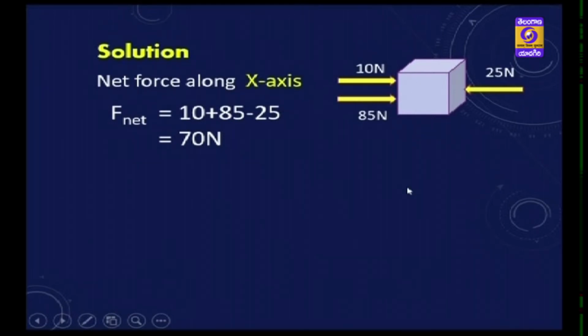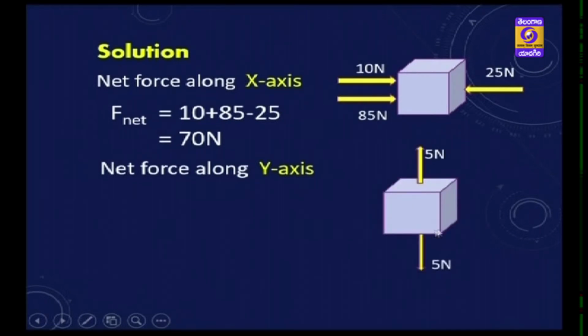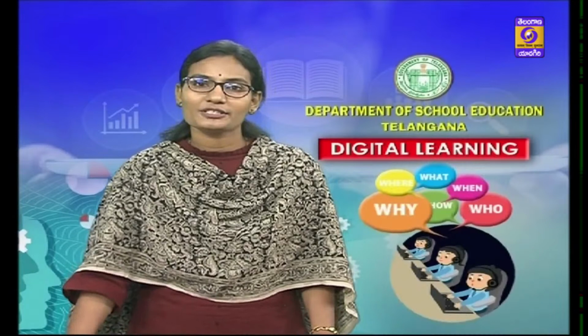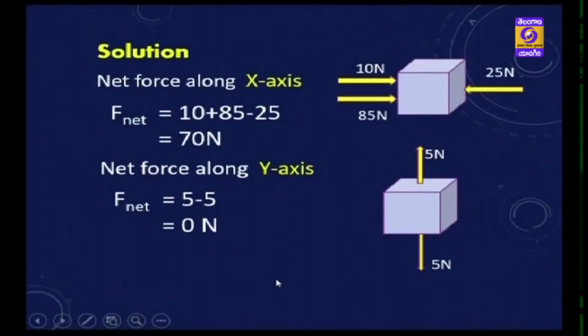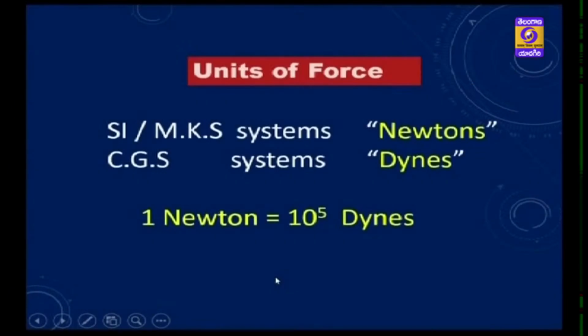Now calculate the net force along the y-axis. On this block I am taking only the forces which are acting along the y-axis. Here the 5 newtons of force is acting along the positive y-axis and 5 newtons of force is acting along the negative y-axis. So the total force on this object is 5 minus 5, which is equal to 0 newtons, meaning zero force is acting along the y-axis. This is the way, children, you have to calculate the net force which is acting on the object.